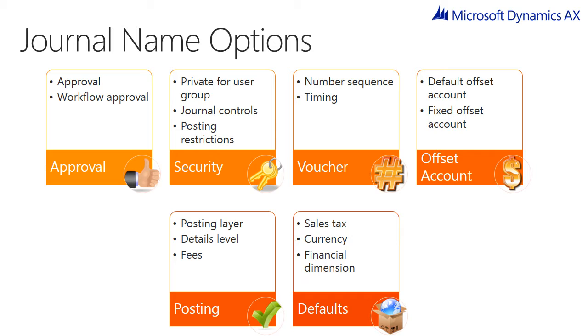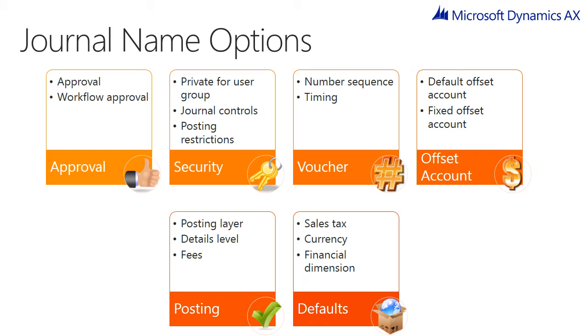For the voucher, you can select the number sequence or the pattern of the number that will be used for the voucher number. The voucher number in AX is the unique transaction ID that is attached to each entry in the journal. You can also select the timing of when the number will be assigned for the voucher number. You can also optionally select offset account information. You can specify a default offset account, or you can fix the offset account to the value that you select. This would prevent the user from changing the offset account to a different value.